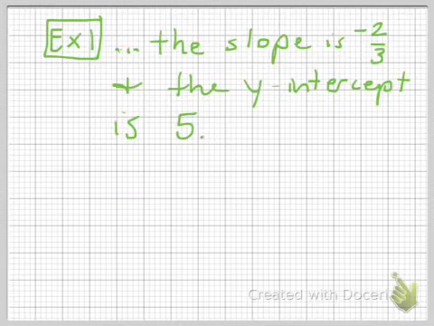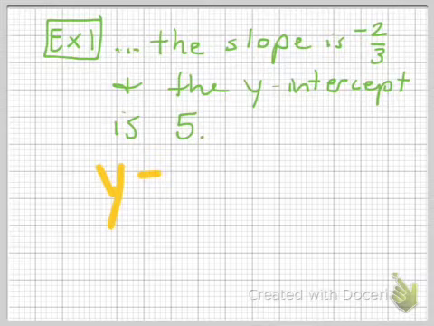For our first example, we're going to write the equation of a line given that the slope is negative 2/3 and the y-intercept is 5. Anytime we read, write the equation of the line, if what we're given is the slope and the y-intercept, we will write y equals blank x plus blank.